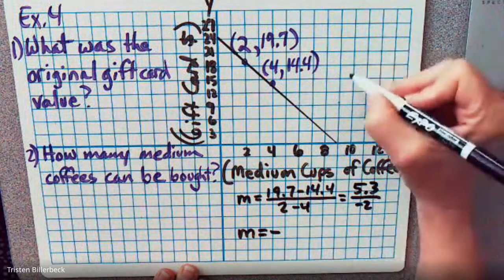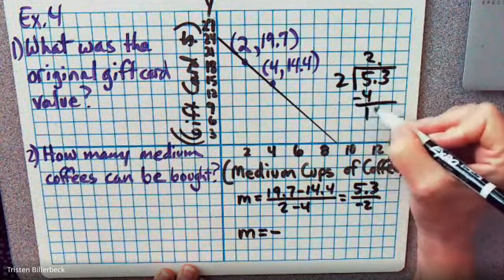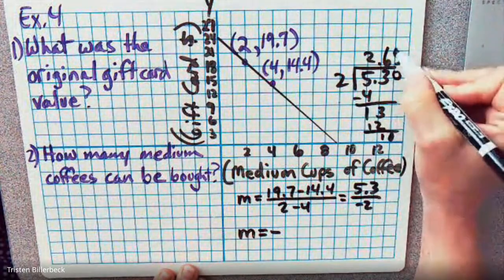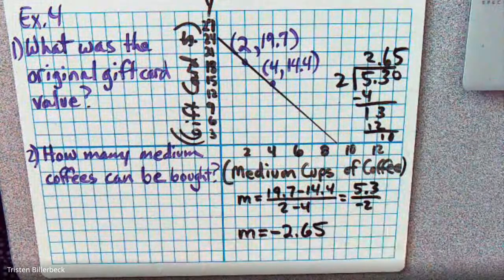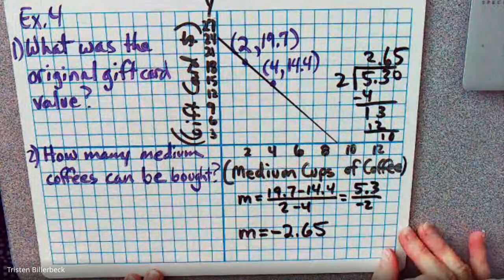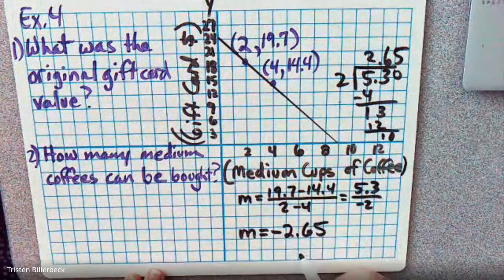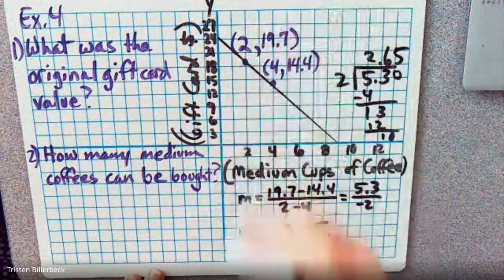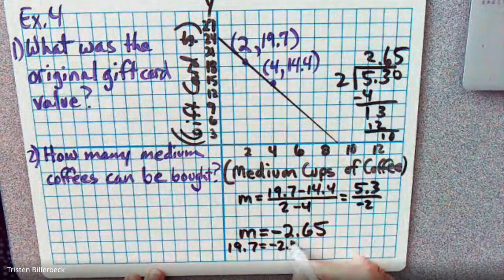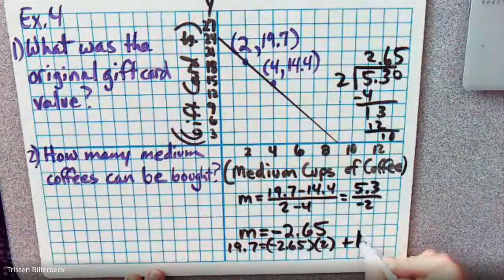And that, let's do a quick division here. So 2 into 5.3 gives us 2, 6, 5. So we get -2.65 for our slope. So each cup of coffee then is $2.65 apparently. So we have our slope. So then what we can do is say, okay, what is the y-intercept? So we do have one of these points, so let's figure that out. We have 19.7 equals the -2.65, and we have an x, that is 2, plus b.